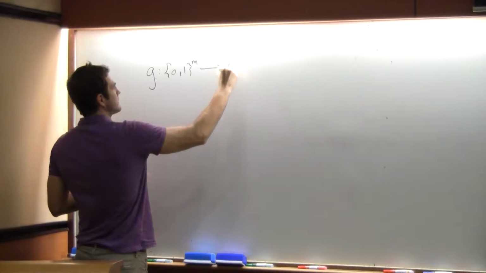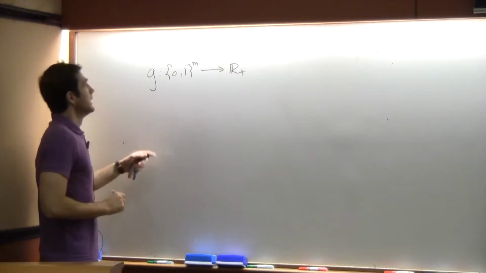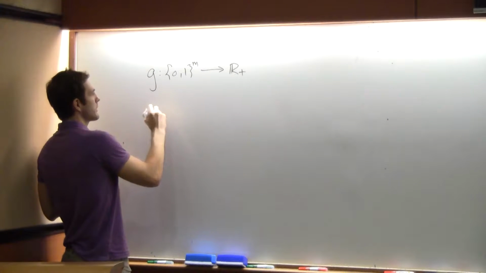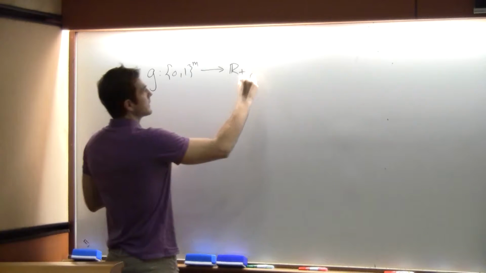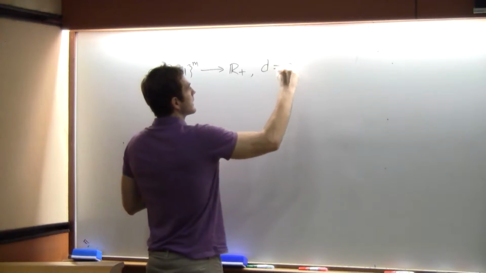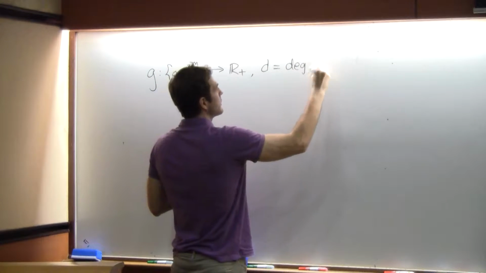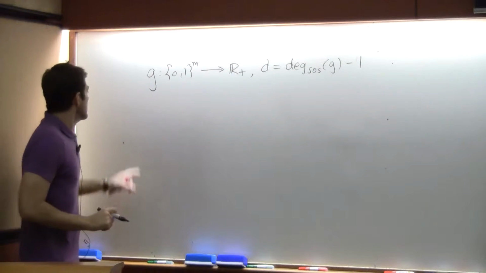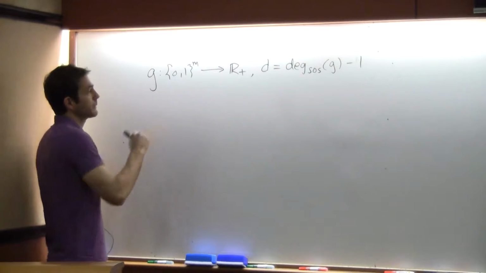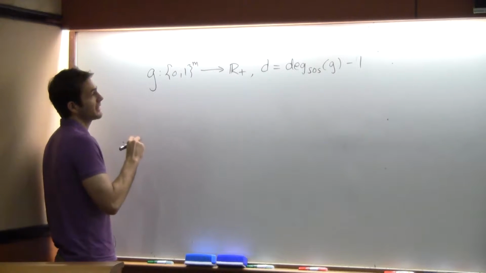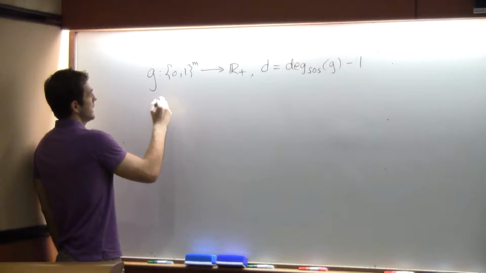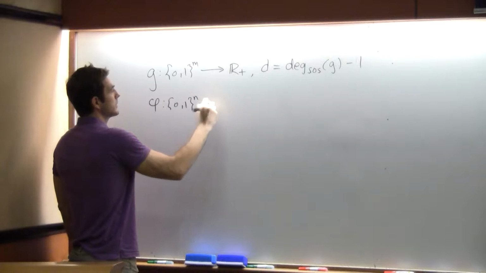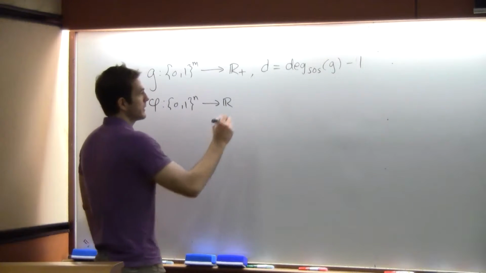Let me now remind everybody what's happening. We had this g. This is the hard function we start with. Let d, as before, be the sum of squares degree of g minus 1. And we said we have a proof that g doesn't have a small sum of squares degree in the form of a functional that separates between the two cases.